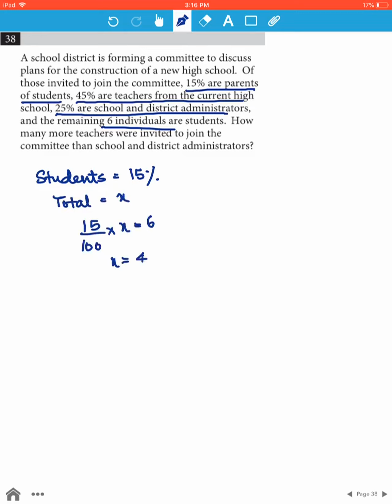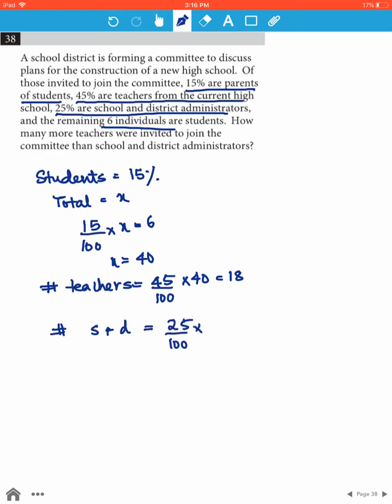Therefore, X is 40. So the number of teachers that were invited will be 45% of 40, which is equal to 18. And the number of school and district administrators that were invited were 25% of 40, which is 10. Therefore, 18 minus 10, that's 8 more teachers were invited than the school and district administrators.